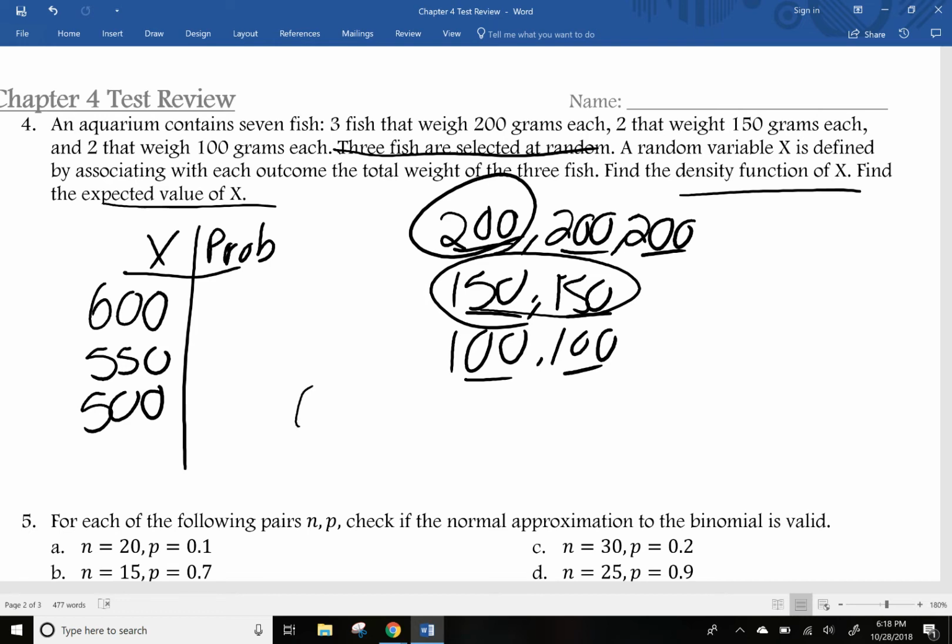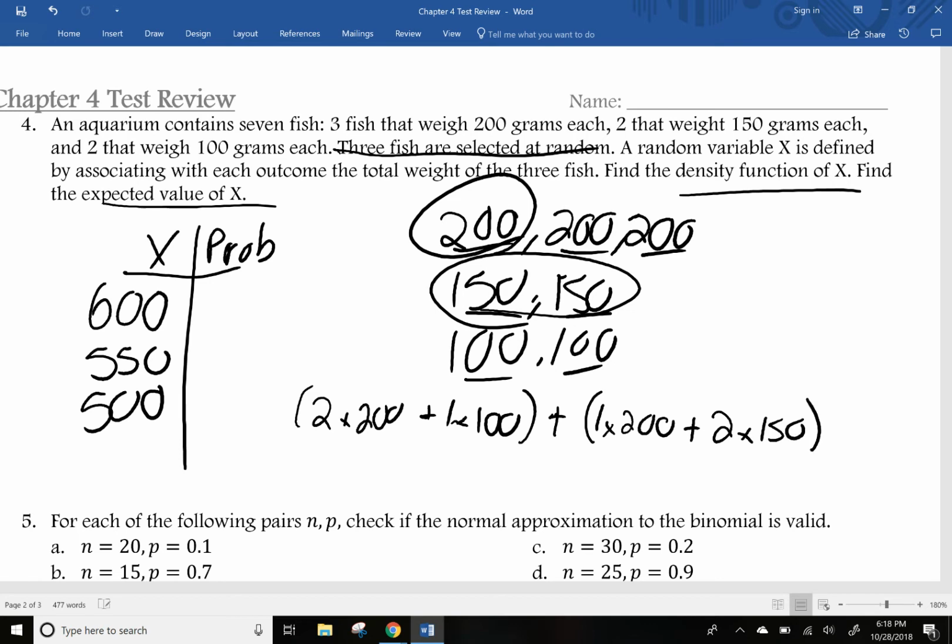So this was 2 200s plus 1 100, or the other way could have been 1 200 and the 2 150s. So we're going to need to know that when we do our probabilities. So that's for our 500 gram fish.